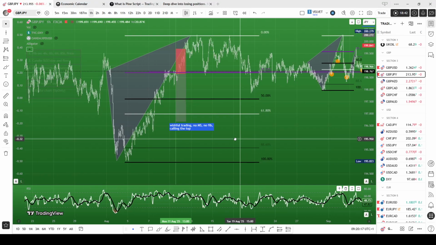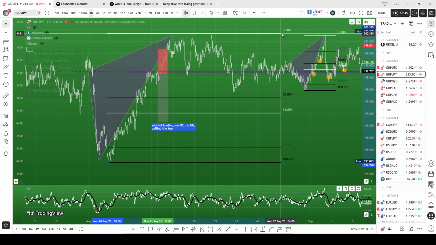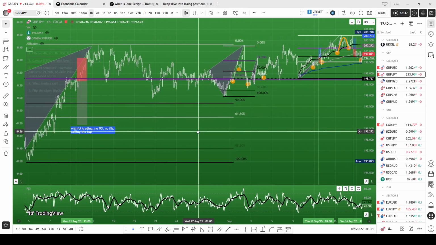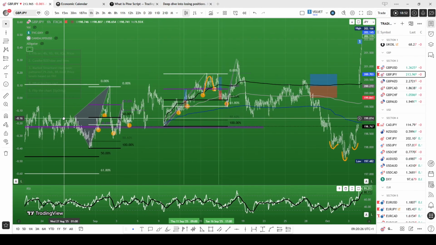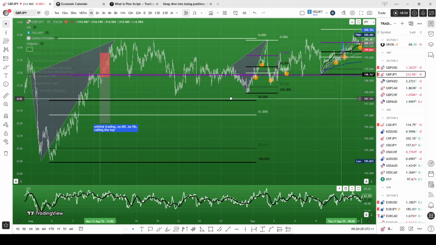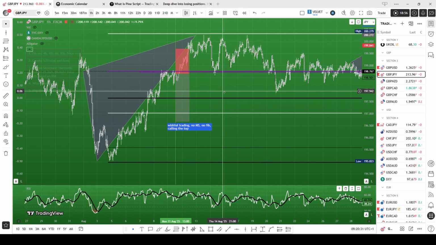On a bigger time frame, we had this market consolidating all the time, and we have it until not until now, but for a very long time.